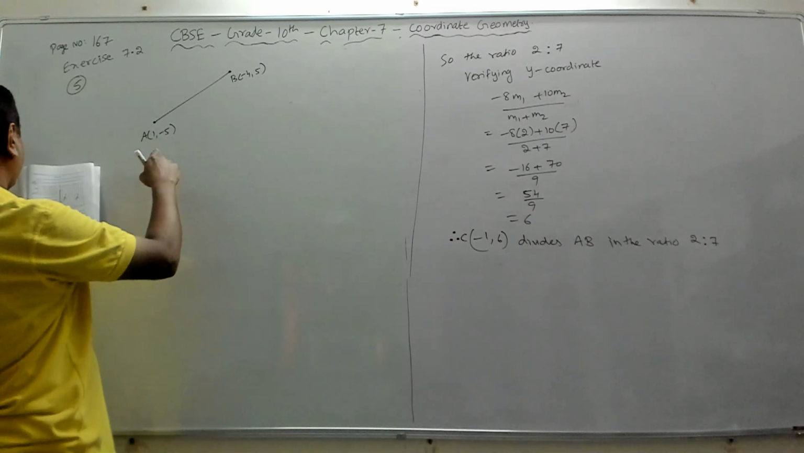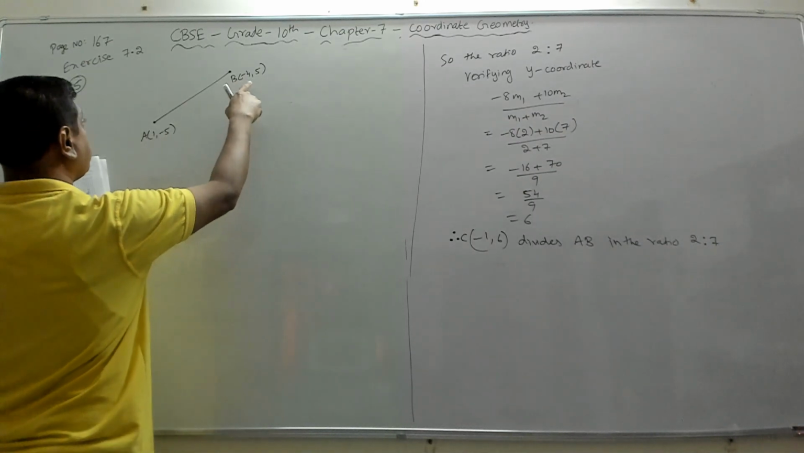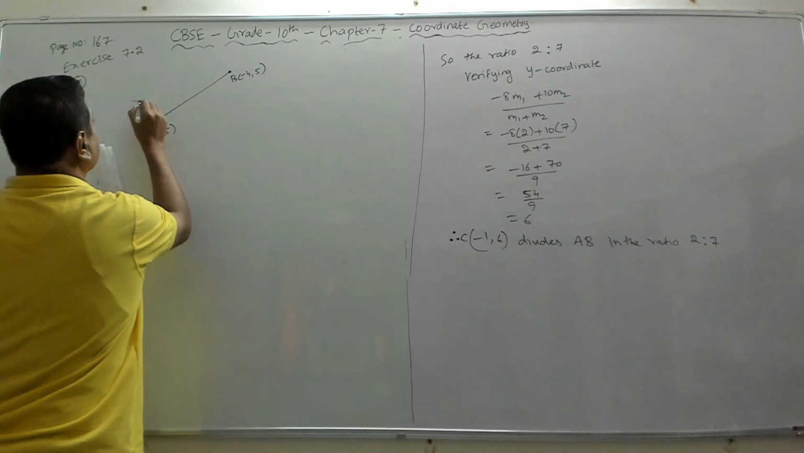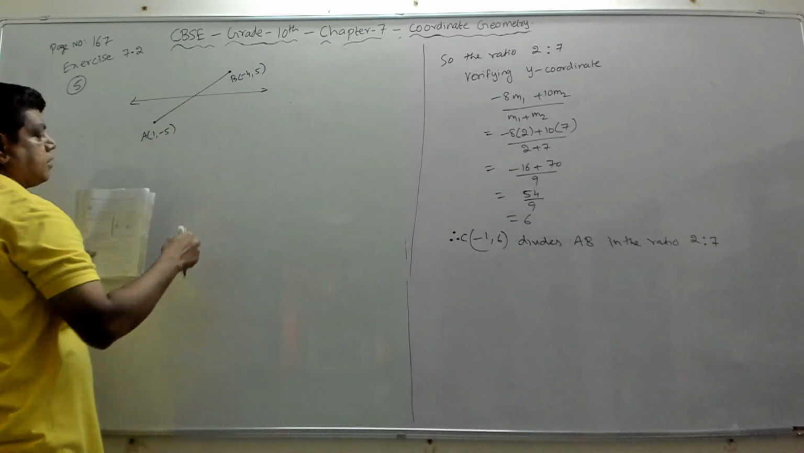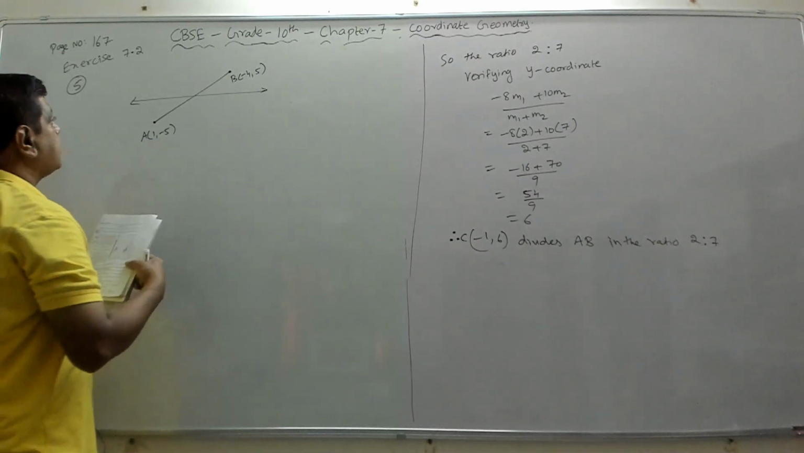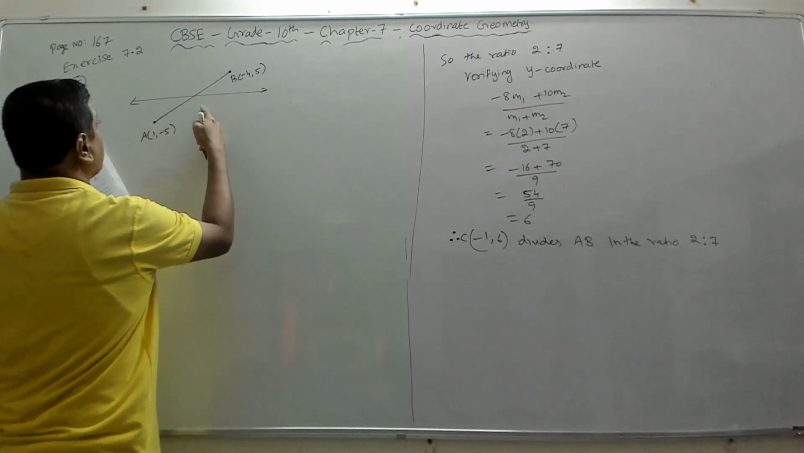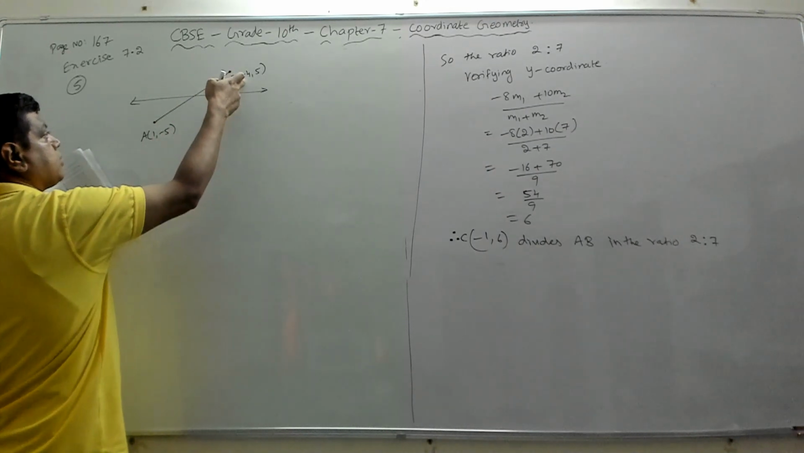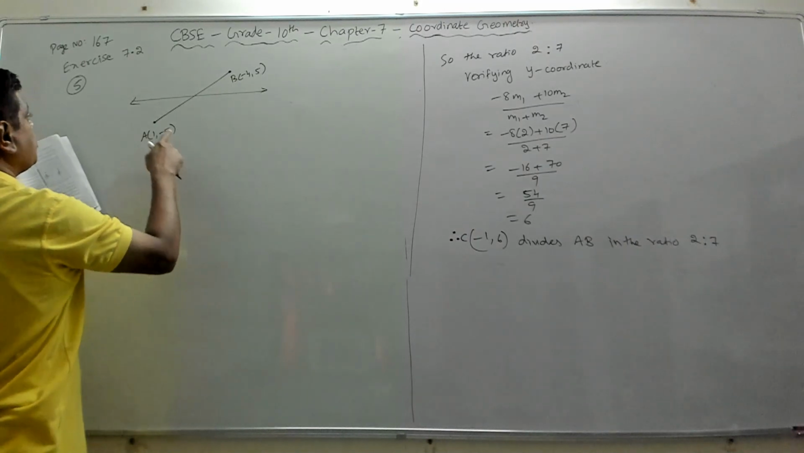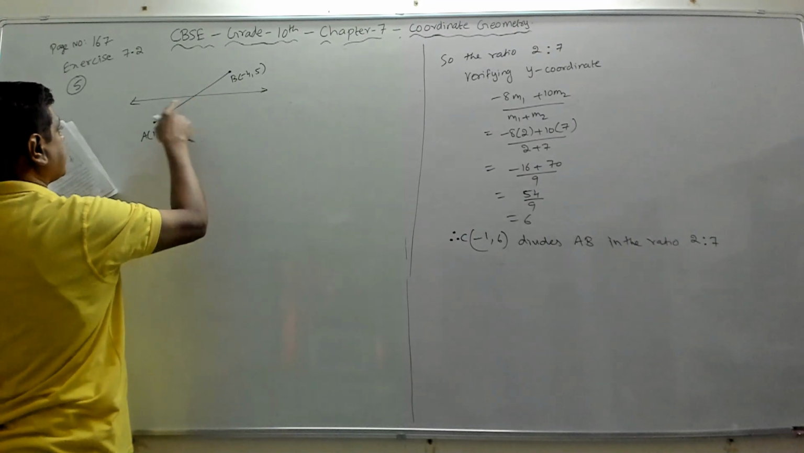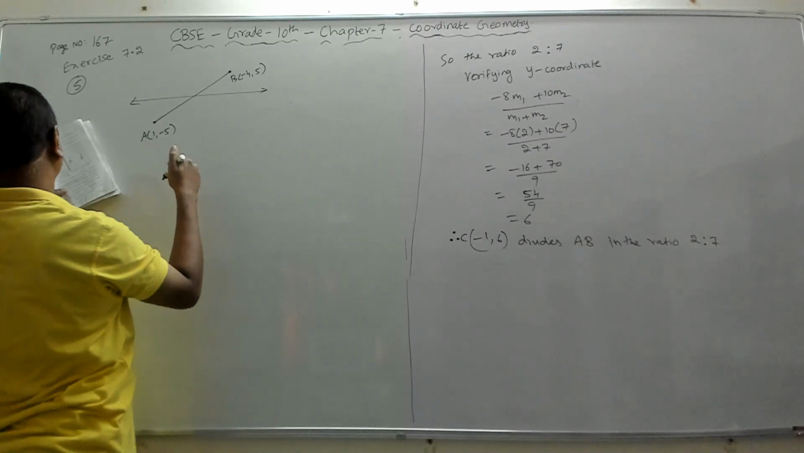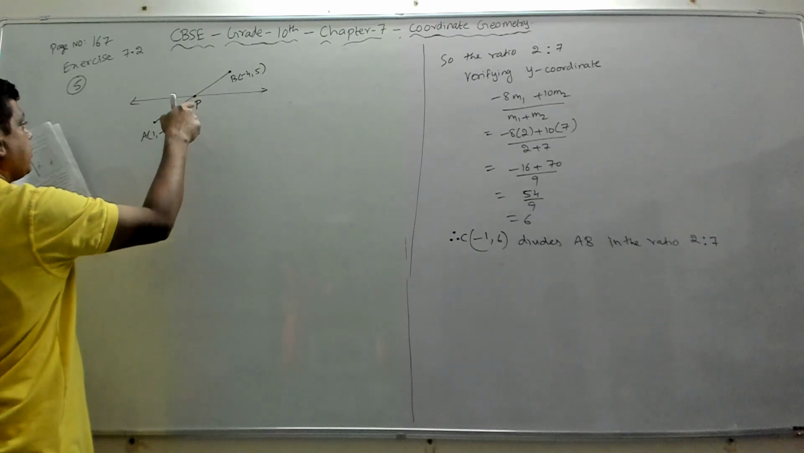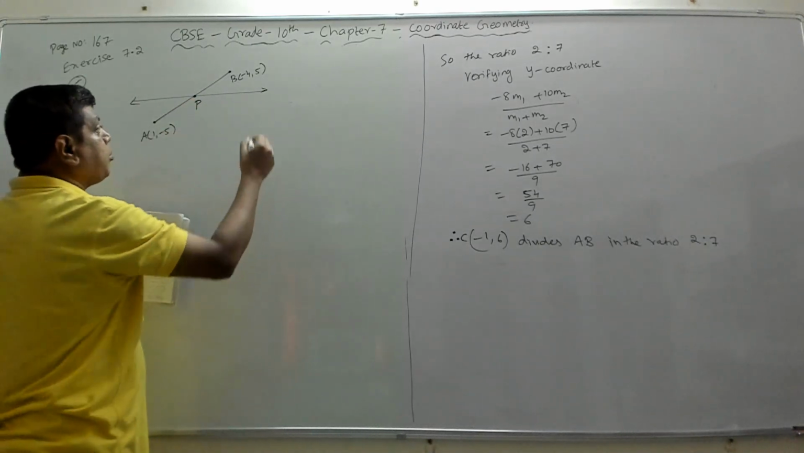Find the ratio in which the line segment A of 1 comma minus 5, B of minus 4 comma 5 is divided by the x-axis. Suppose the x-axis is cutting, going like this. Actually point B should come down and A should go up, because you cannot have a point above the x-axis with y negative, but it doesn't matter. Suppose your x-axis is like this, and it is cutting here at the point P. We have to find this point P, and this point is on the x-axis.